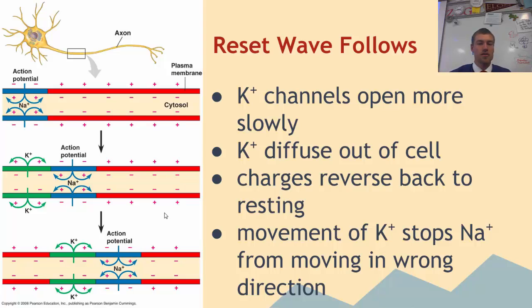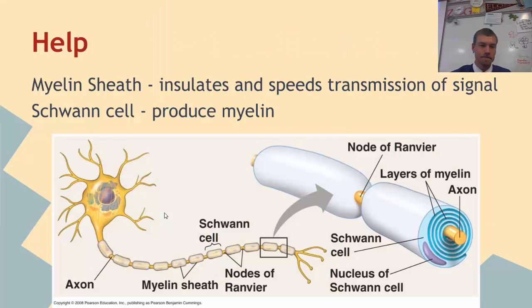So the potassium channels open a little more slowly. The potassium ions diffuse out of the cell, the charges revert, and then the movement of the potassium stops the sodium from moving in the wrong direction. It keeps the sodium back on the outside of the cell and stops it from coming inside.